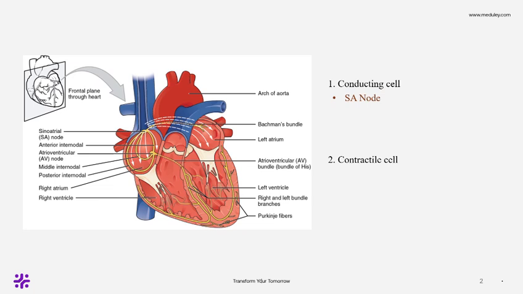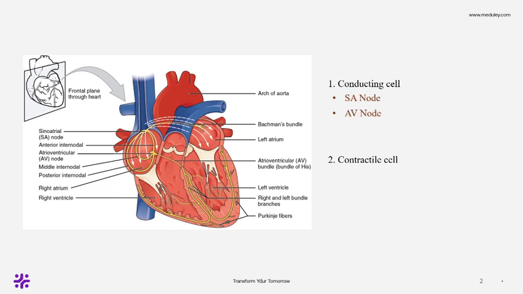As the SA node generates the electrical impulse, those impulses are transmitted to the right and the left atrium, and those electrical impulses stimulate the atrial myocardium to contract. The contraction of this atrial myocardium is relatively very fast.